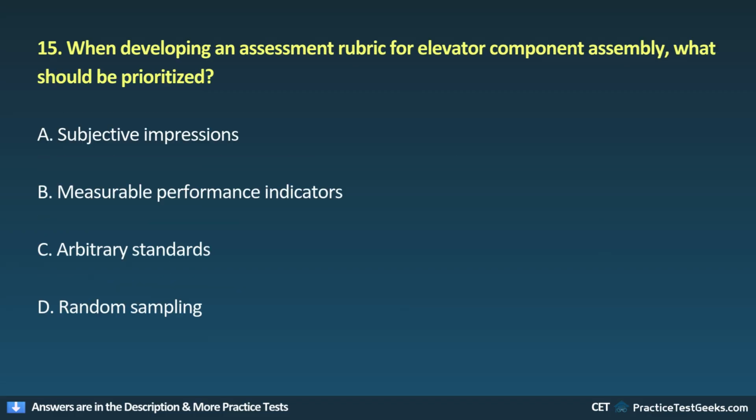15. When developing an assessment rubric for elevator component assembly, what should be prioritized? A. Subjective impressions. B. Measurable performance indicators. C. Arbitrary standards. D. Random sampling.